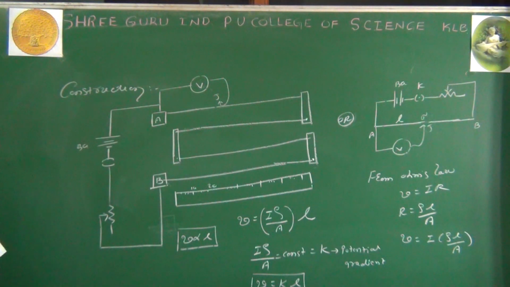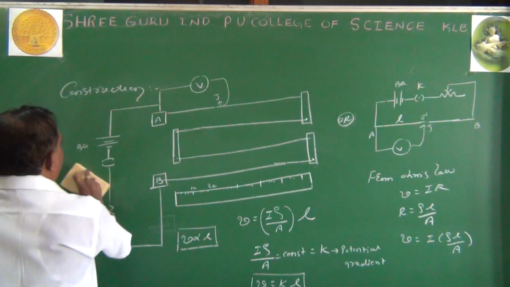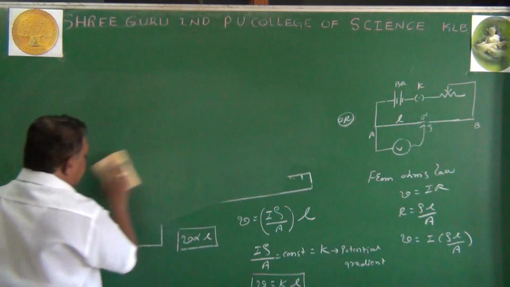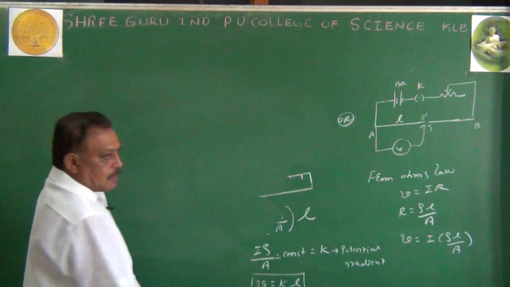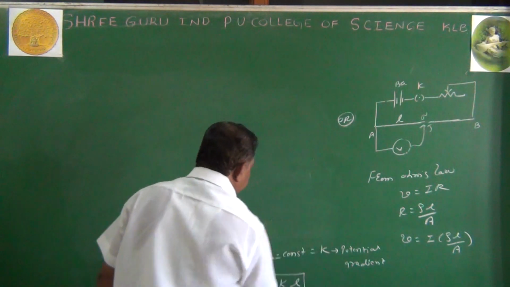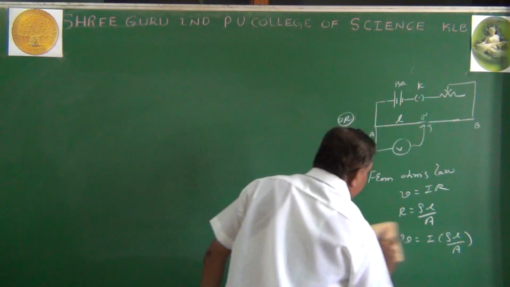Then what are the applications of potentiometer? Then I come across application of potentiometer. First application, according to our NCERT syllabus, the first one is comparison of EMF of a given cell, and the next one is to calculate the internal resistance of a cell.